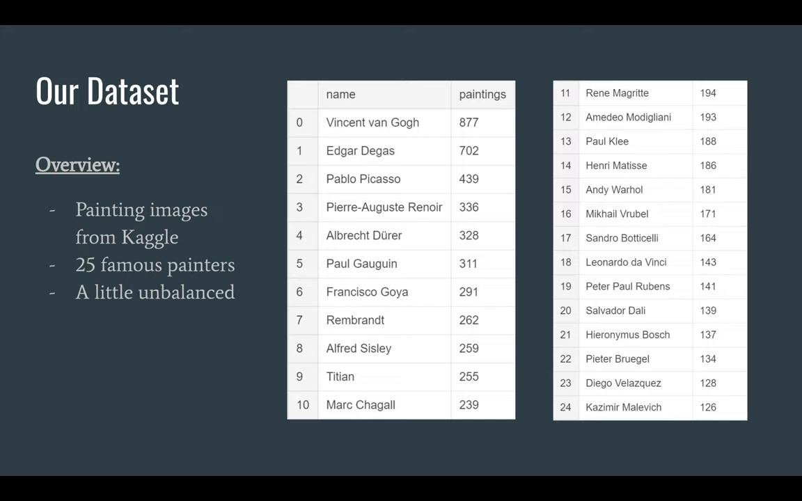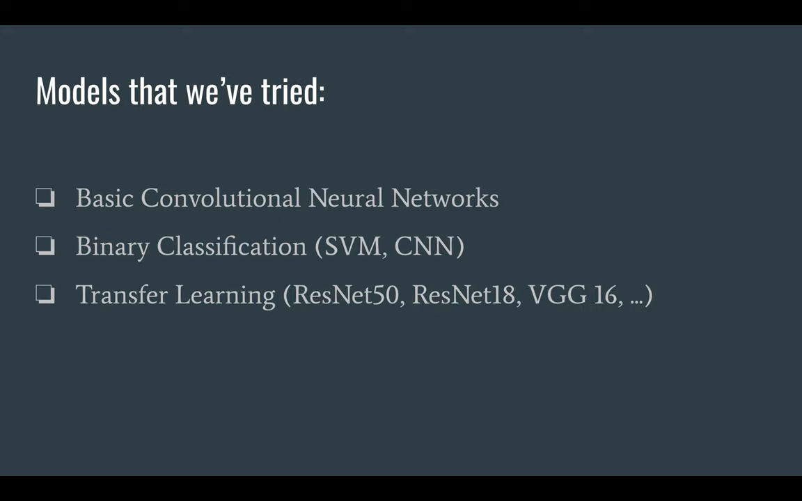Our dataset is a bunch of images from Kaggle. There are 25 painters in total. The dataset is a little unbalanced because, as you can see, the first artist has 800 paintings while the last one only has about 100. To solve our problem, here are the models that we have tried.